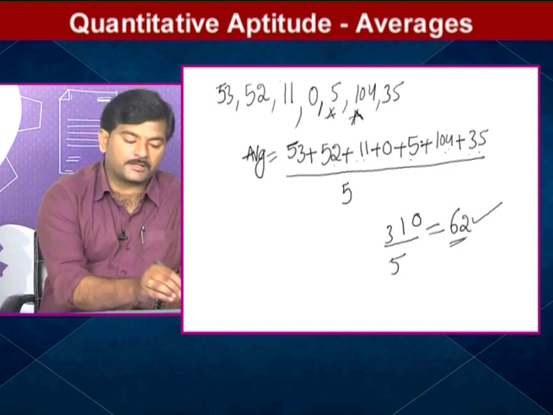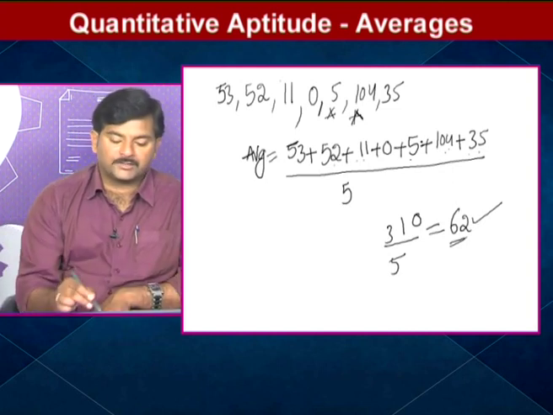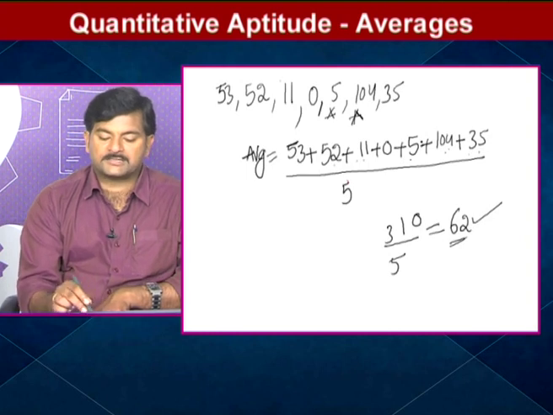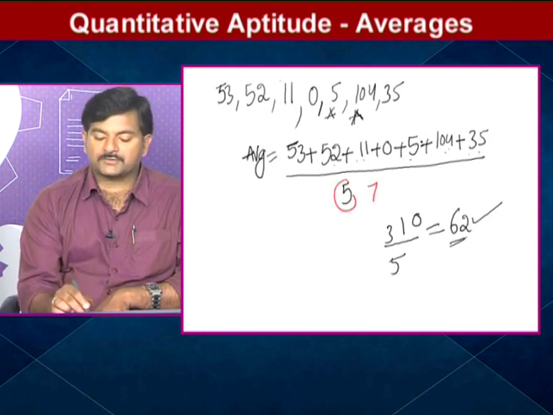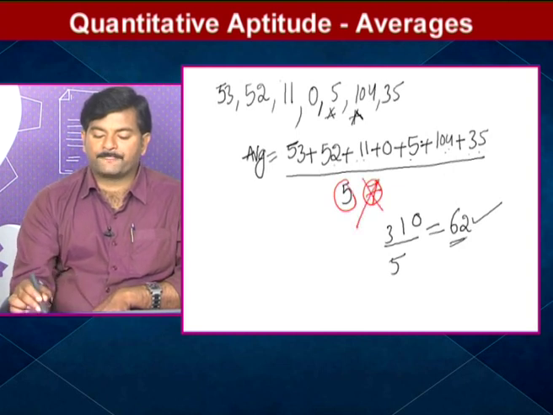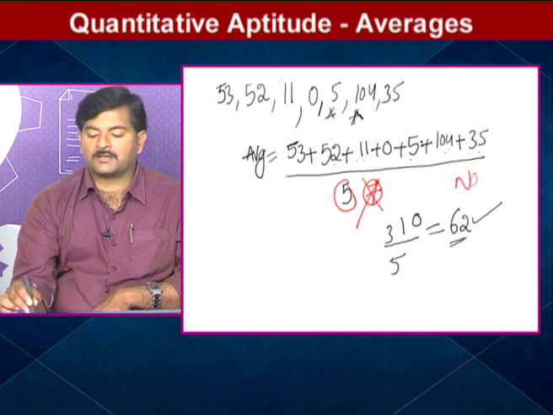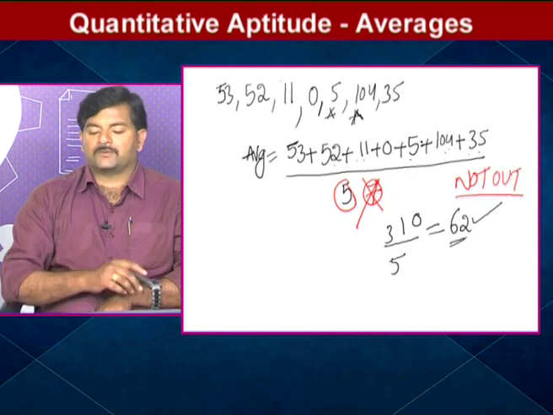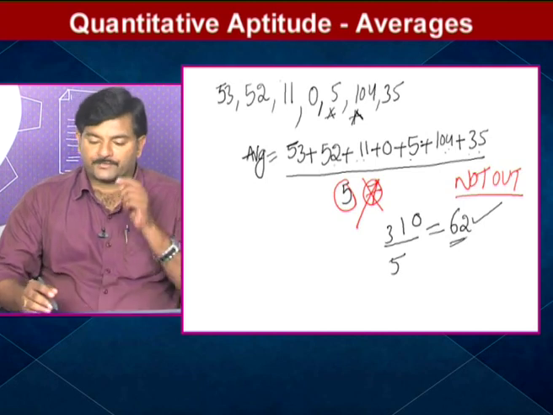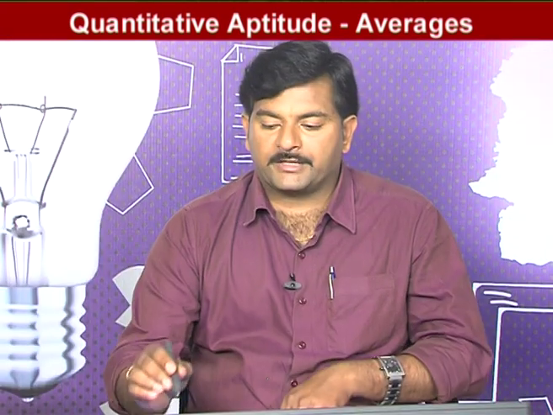Here remember only one point: you should not take 7 innings here, you should take only 5 innings, because in 2 innings there is the concept of not out. I hope you understood what I am saying. Okay, let's move on to the next question.